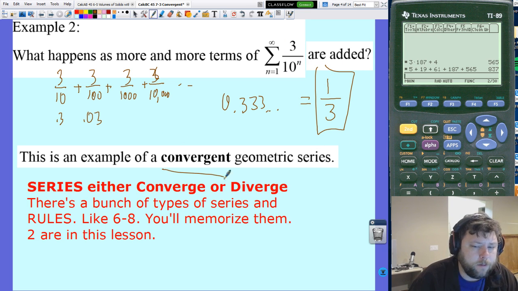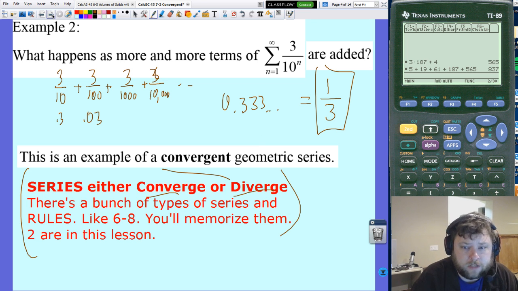And this is an example of a convergent series. Remember from last time, convergent goes to a number, divergent goes up to infinity. So this is a convergent geometric series. Just a note: a series will either converge or diverge, and there are different rules from sequences. There's going to be a bunch of different formulas, so make sure you write these down nice, and we'll memorize them, and you'll definitely come back to this.